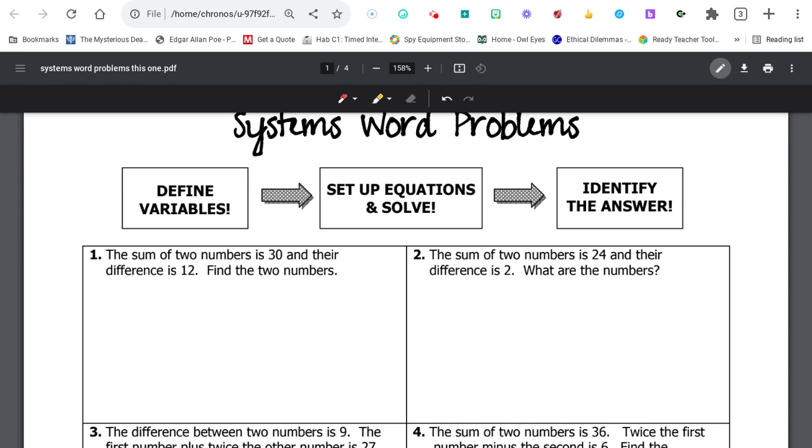It says the sum of two numbers is 30. So I know two numbers will equal 30. That's what that tells me. And their difference is 12. Find the two numbers. So the two numbers will also equal 12. But if I add these two numbers, it's going to equal 30. If I subtract these two numbers, it's going to equal 12.